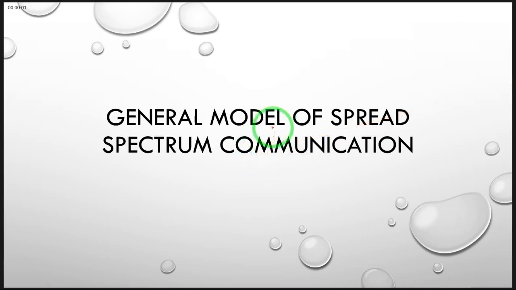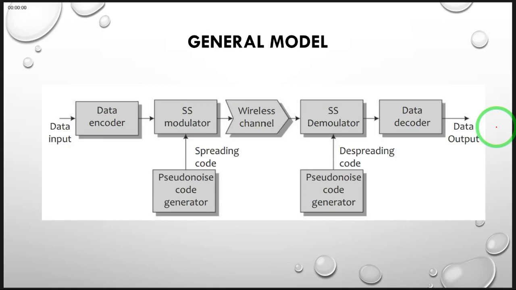In this lesson, we discussed the concept of the general model that is used in spread spectrum communication. We have already seen it, but for the sake of this lesson, we wanted to highlight that the input data is fed into the data encoder. So here we have zeros and ones.